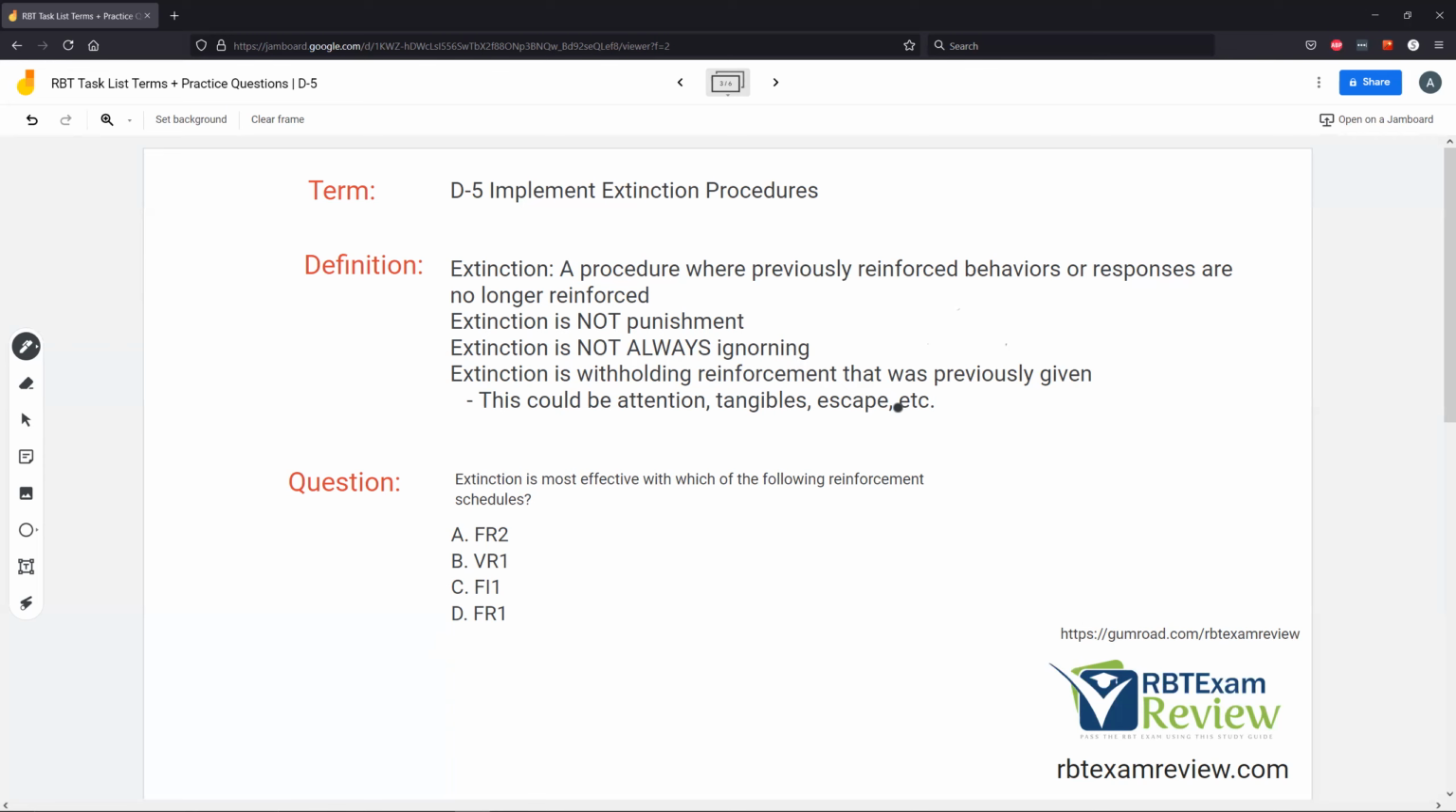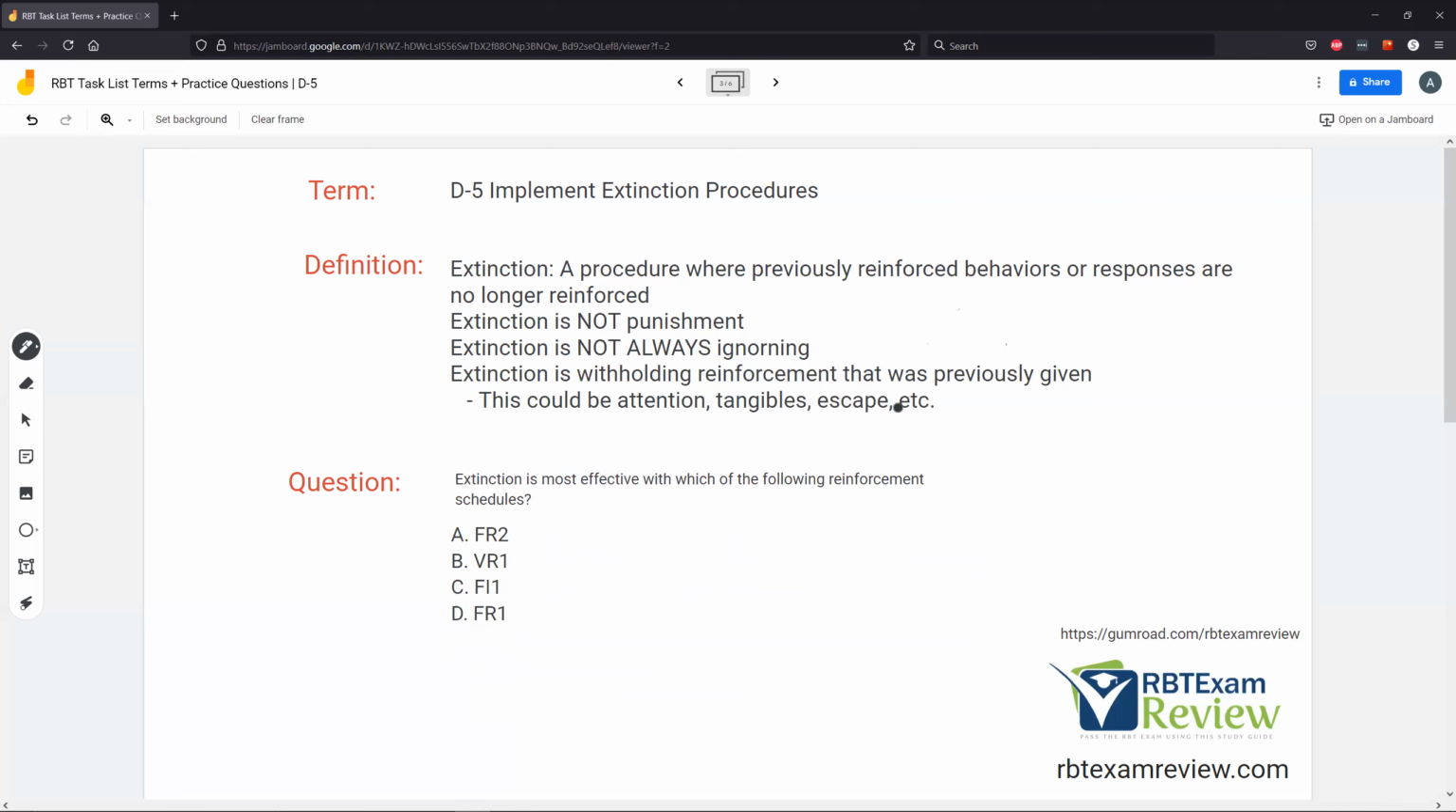Extinction depends on what previous reinforcement was given. It could be attention, which would be ignoring, but it could also be tangibles. It could be escape. It could be automatic. So extinction is not simply ignoring the client, and that's very important, right? Because if I'm putting behavior on extinction, I don't want you just ignoring the client. I want you withholding the reinforcement that was previously given.